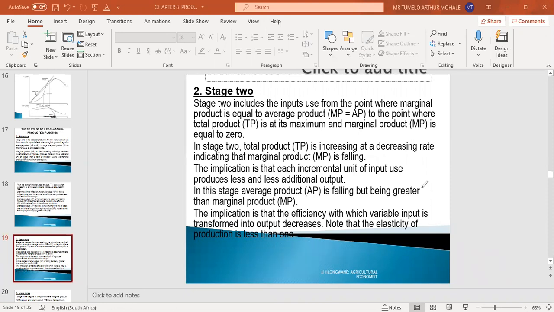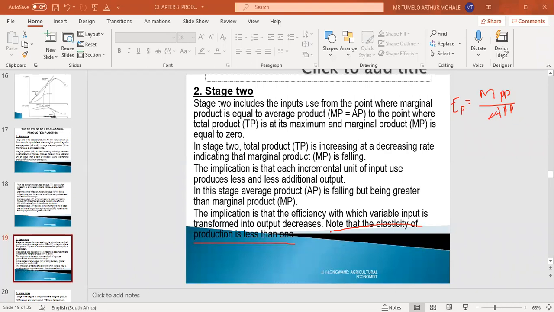Yes. So the last important thing that you should know about stage 2 is the issue of elasticity. Elasticity in stage 2 is less than 1. So if you are going to calculate your elasticity of production, you use MPP over your APP. You get an answer that is less than 1. It means that the farmer is operating in stage 2 of the neoclassical production function.